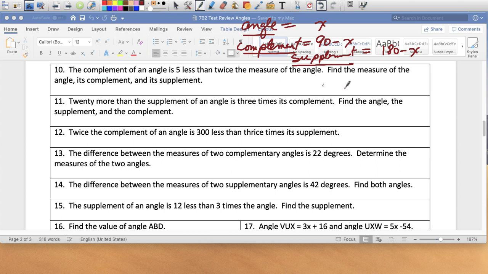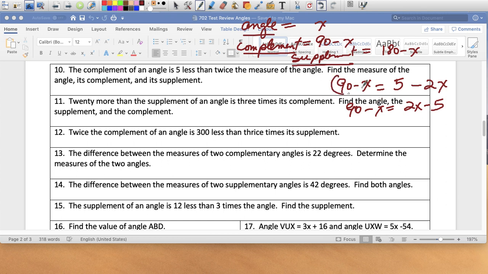So the first one here says the complement. Do I have it? No, okay. The complement of an angle, so the complement, 90 minus x, equals 5 less than twice the measure of the angle. So 90 minus x, and I'm just going to switch this around, and that's my equation. Okay.